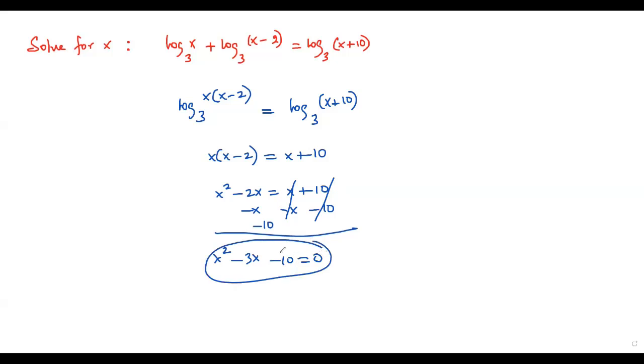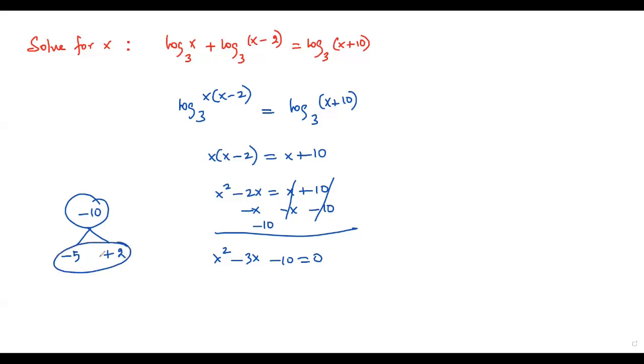Now let's solve this quadratic equation by factoring. There is no number in front of x squared, so I assume the coefficient is 1. I take the constant term, negative 10, and I need two factors whose product is negative 10 and whose sum is the coefficient of x, which is negative 3. I think negative 5 and positive 2 will work, because when I multiply them I get negative 10, and when I add them I get negative 3.